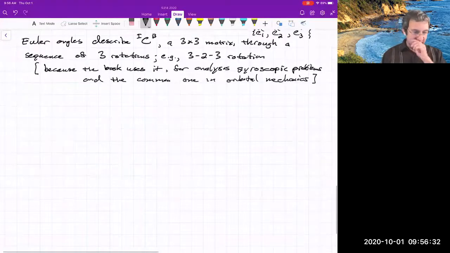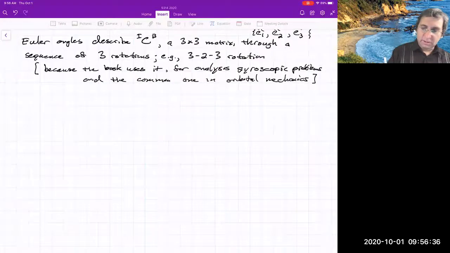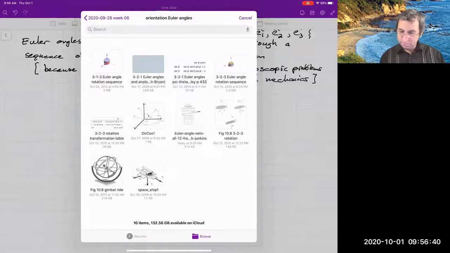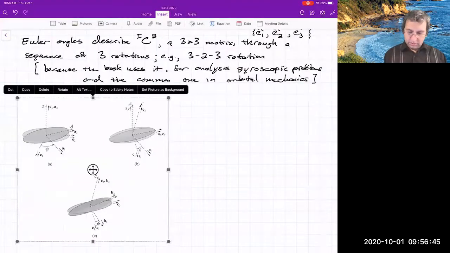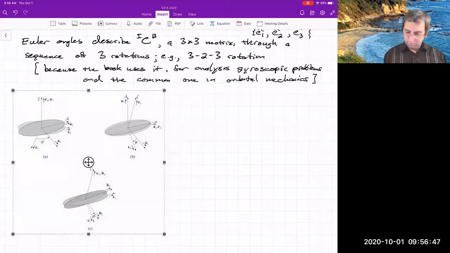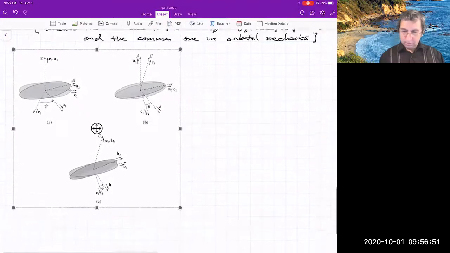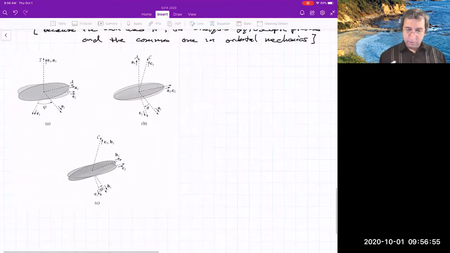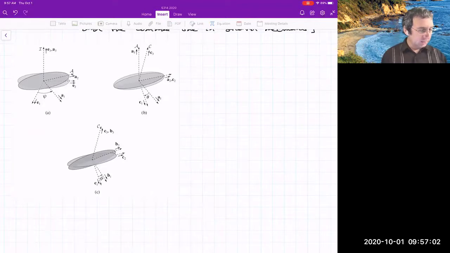So like I said, you go through a sequence of rotations. It's good to have a picture. So let me find that picture. Here it is. And this is from the book. So let's explain what's going on here. This is some body. I don't know why they chose a kind of ellipsoid shape. I would have chosen the box thing.